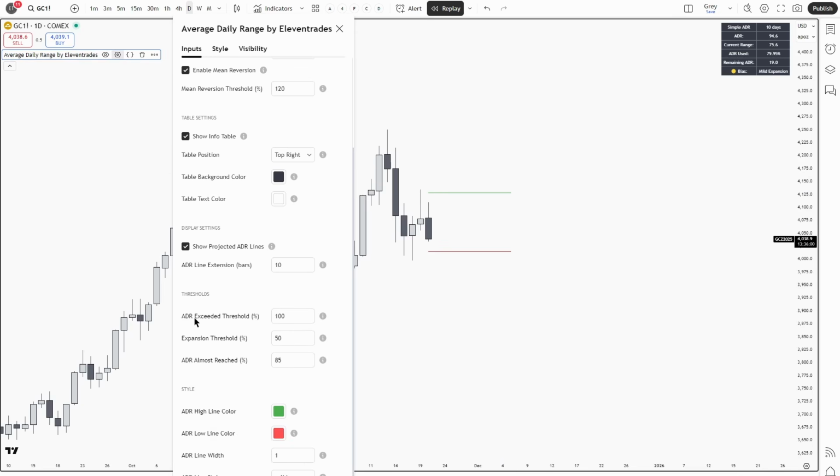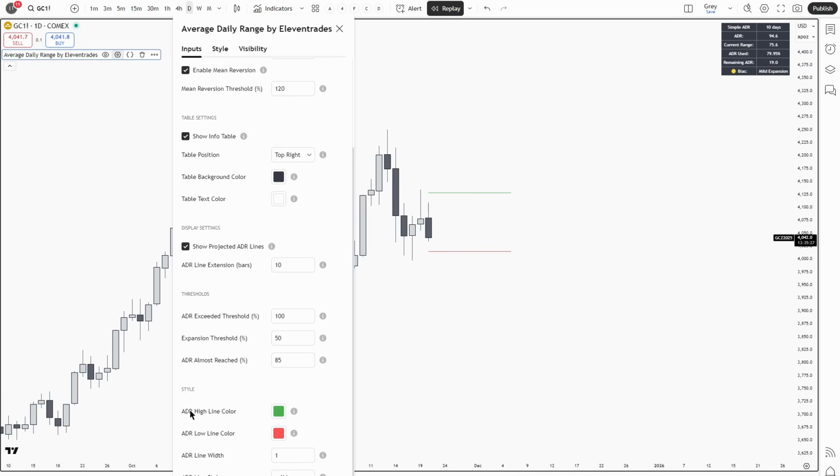Now the threshold, if the ADR is exceeded, if it has reached 100%, then it is going to give you a warning sign right here that ADR is exceeded. Now the expansion threshold, if ADR is at 50% or below, then it is going to give you a sign that the current candle can support expansion. 85% is the ADR almost reached sign, and between 50 and 85% is mild expansion. Below 80%, the candle has the potential to expand.